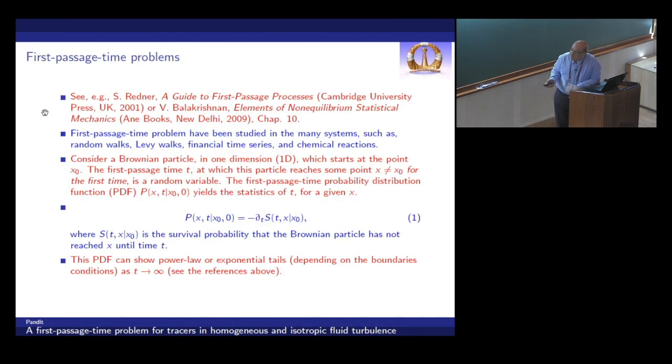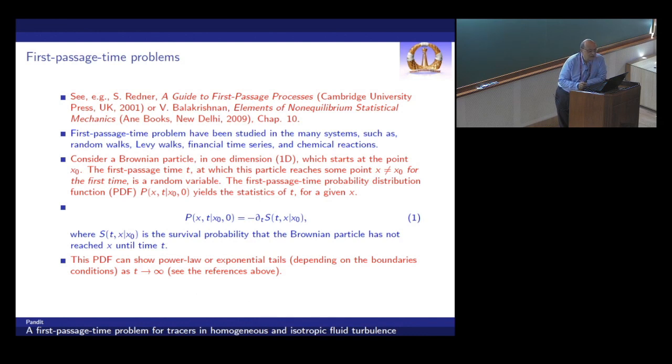So as you learned in the previous talk, first passage time is a very, very old problem. There are lots of good texts. I've put two up here. There's a whole book by Prerna, and then there's a wonderful book by V. Balakrishnan on elements of non-equilibrium statistical mechanics. Please look at chapter 10. So as you saw, first passage time problems occur in many systems, random walks, etc.